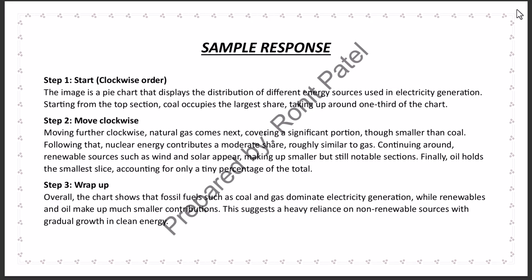This response clearly shows ordered movement around the pie chart, relative size comparisons, and a final energy use conclusion. So the key learning is order plus clarity equals high fluency score.